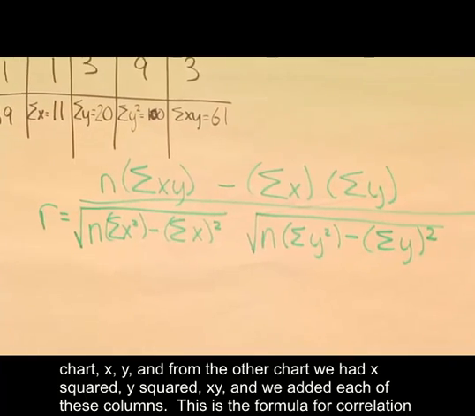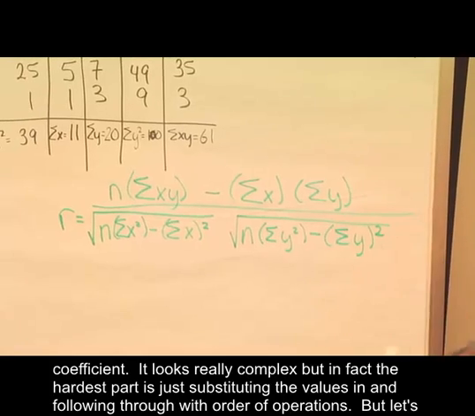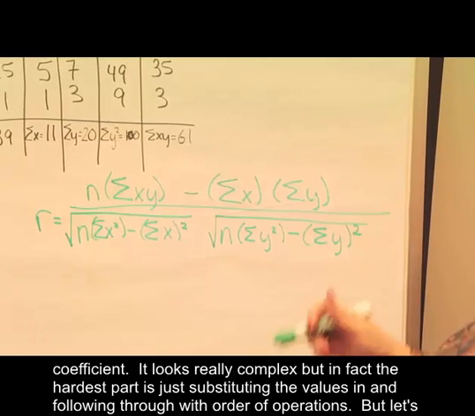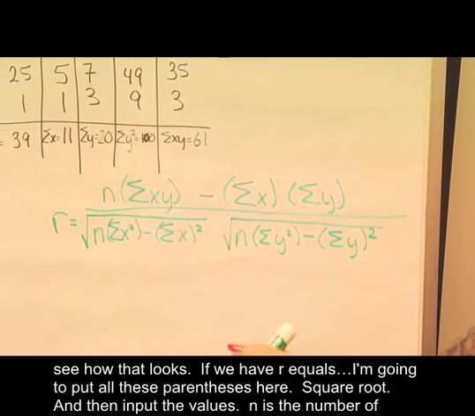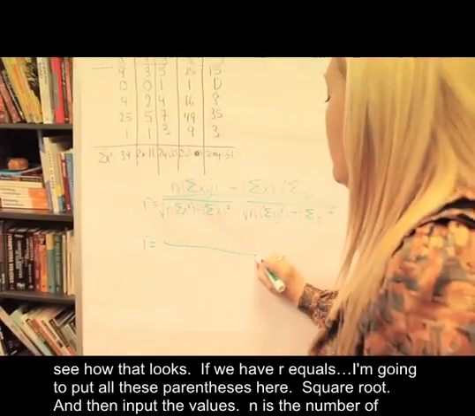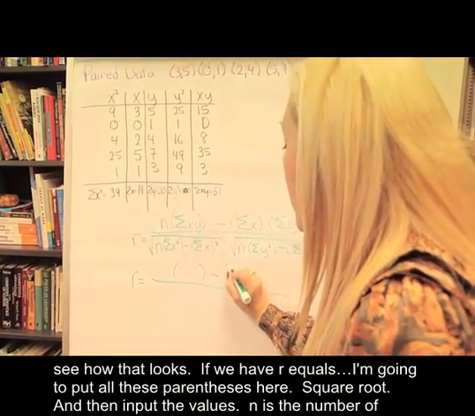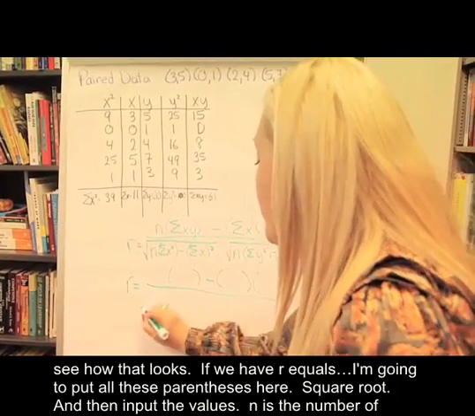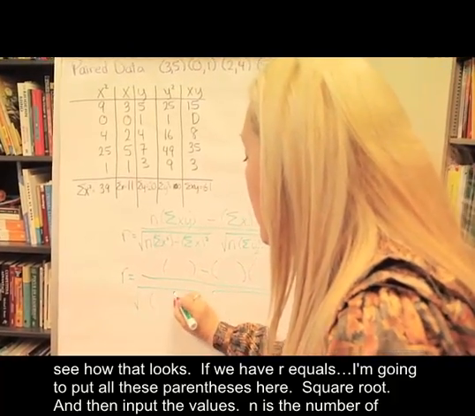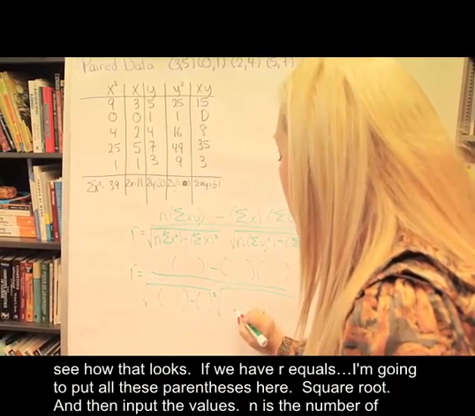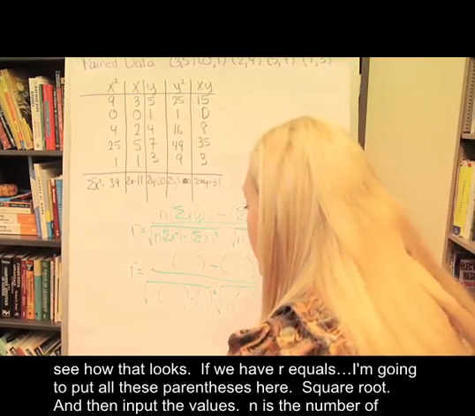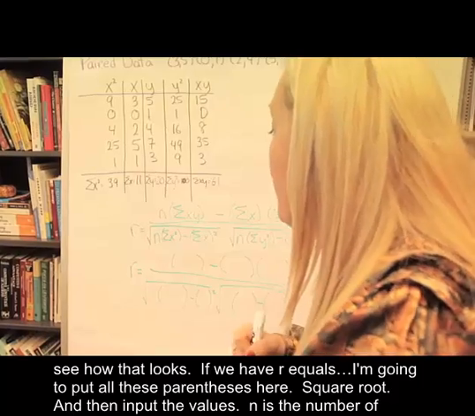This is the formula for the correlation coefficient. It looks really complex, but in fact the hardest part is just substituting the values in and following through with order of operations. But let's see how that looks. We have r equals, I'm going to put all of these parentheses here, square root, and then input the values.